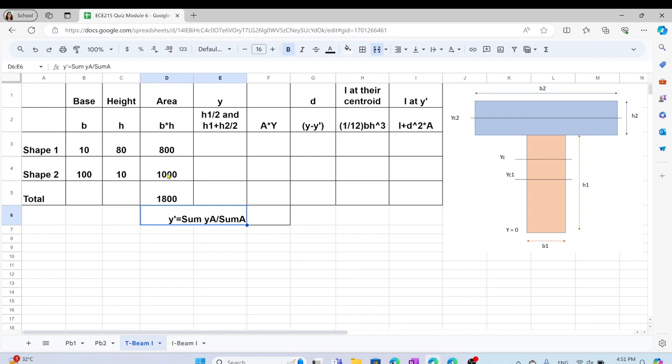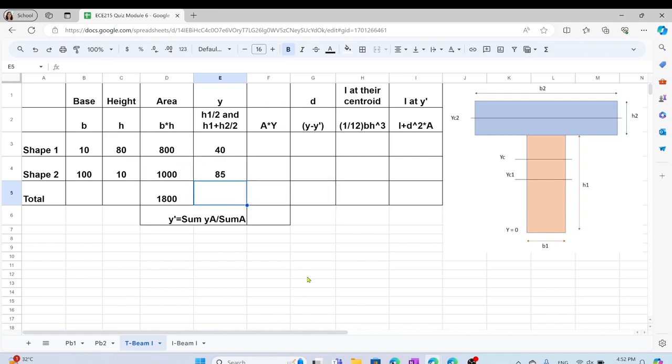We need to find the location of the centroid of each shape, because remember, we can do the theorem of parallel axes only from the centroid. So for shape number one, the centroid is at h divided by 2. For the second one, do not autofill. For the second one, the y2 is there, but we need to have the same referential. So we need it from y equals 0. So that will be h1 plus half of h2. So it will be h1 plus h2 divided by 2. Enter.